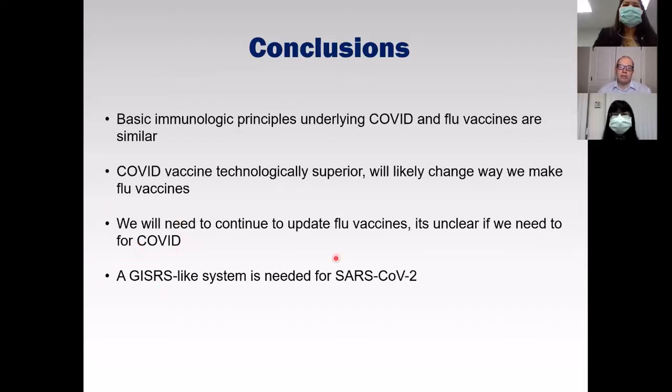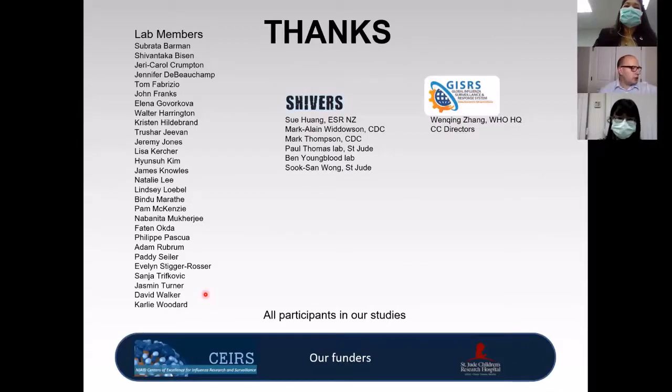The other thing that we're definitely going to need for SARS-CoV-2 in the meantime is one of these GISRS-like surveillance systems to monitor that virus on a global scale. And these systems are being developed now, both at the WHO level and at national levels as well. So lots more to come on that. Lots of systems need to come into place before we can answer some of these questions. So I'm going to finish there. Lots of people were involved in this, and I thank you all for listening and I'm happy to take some questions.